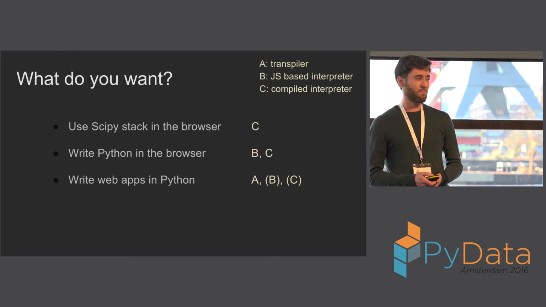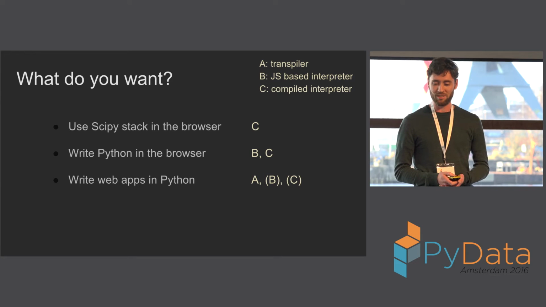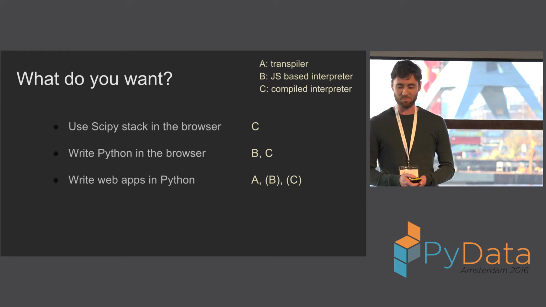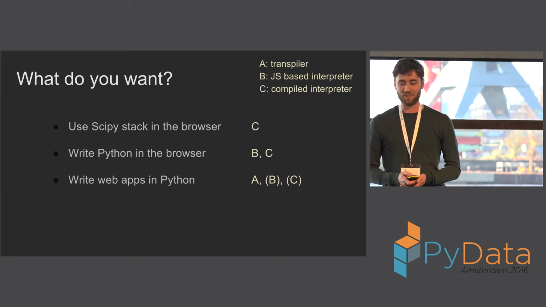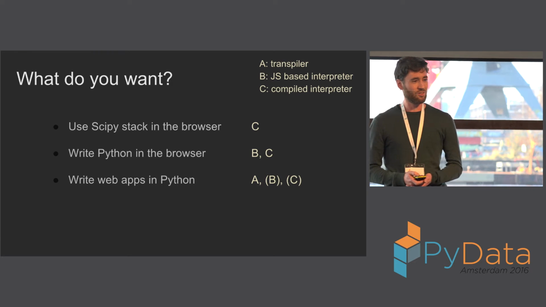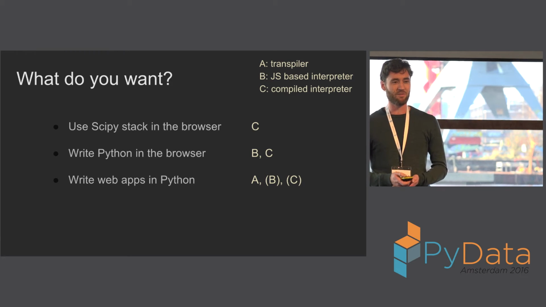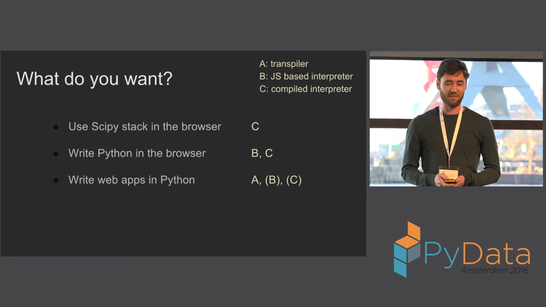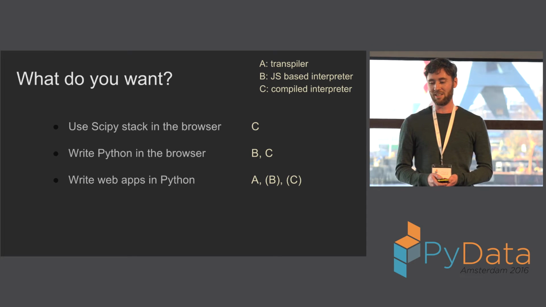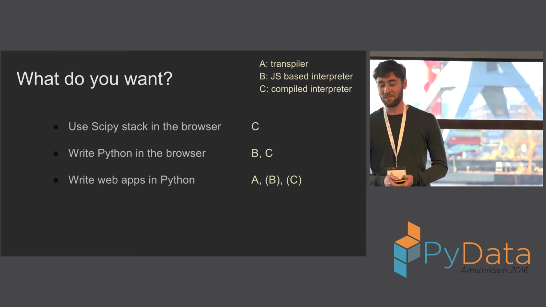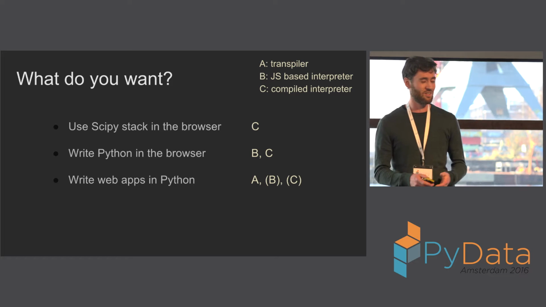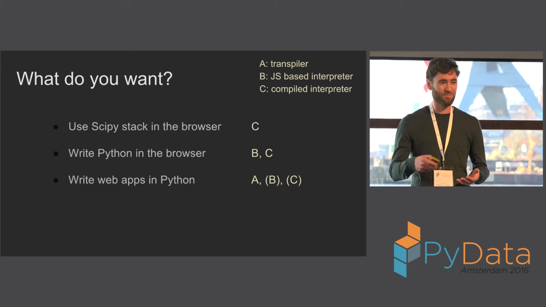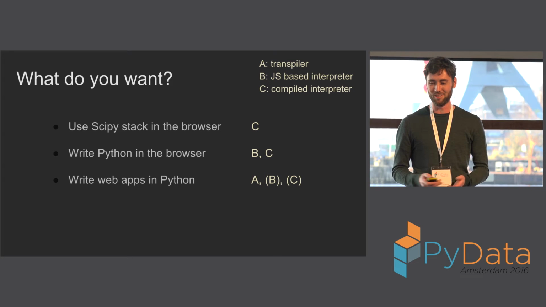However, if you want to write web applications in Python, I think that the main way to go is using a transpiler-based approach. Even though, for instance, Brython was designed to be used for creating web applications, the fact that it's so slow, I think it will prevent it from being widely adopted. And similarly, a compiled interpreter could, in theory, be used to create web applications, but it's so huge. You have to wait a couple of seconds before you can even start showing something, because you have to load 13 megabytes of virtual machine.